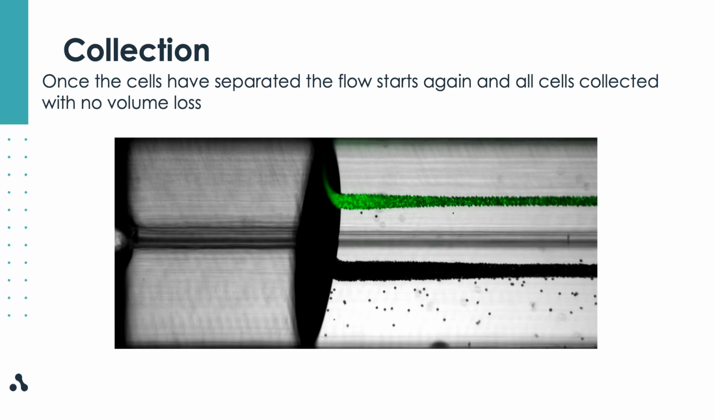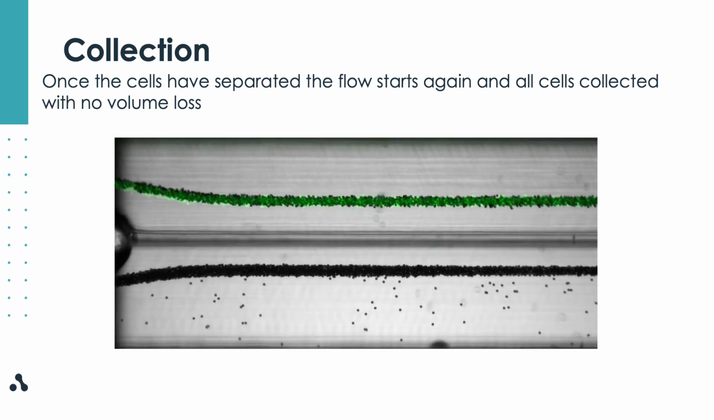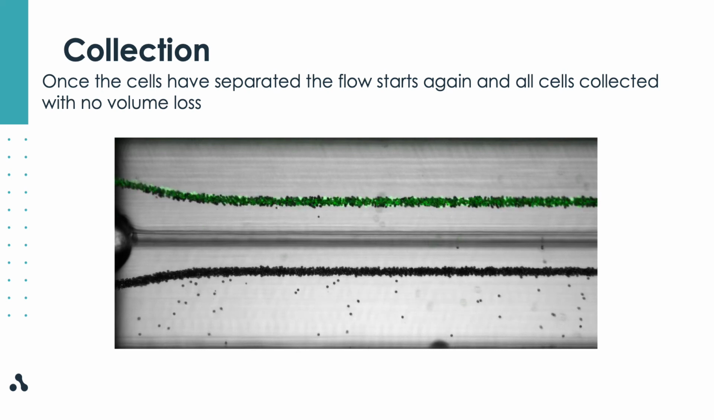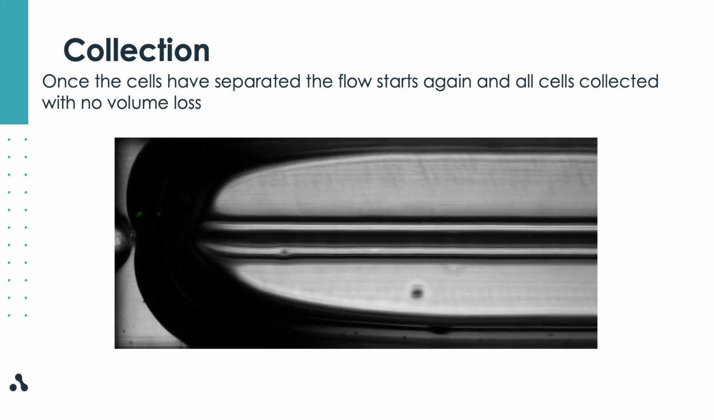So as I play this, you will see the sample go through. The splitter is right here. The cells are collected top and bottom to the 2 different collection ports. We go through all the cells, and at the end, you see the meniscus from the air behind the volume. And again, what you're seeing here is 100% of the volume and all the cells have now been collected. And this really is what leads to our superior technical performance. So let's jump into some examples.